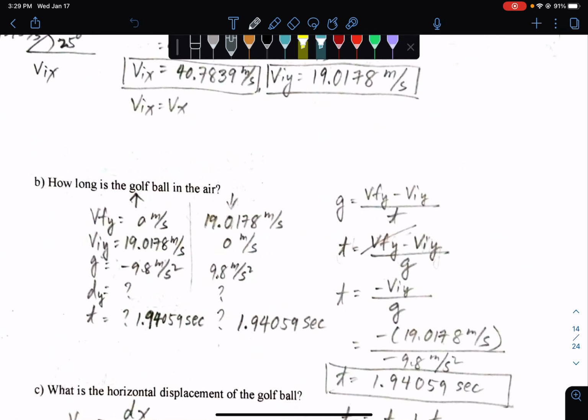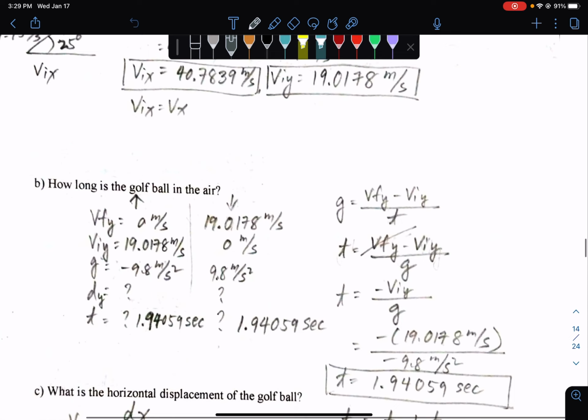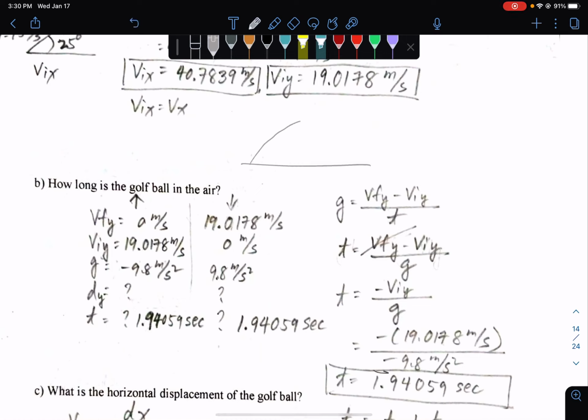Okay, so far for letter B, the process is okay. But then I was wondering why the value didn't double for the final answer. Since what I think is that the golf ball, its duration in the air, we're basically looking for the time.